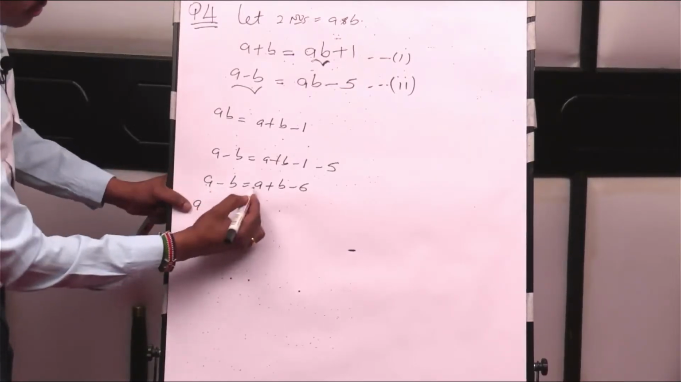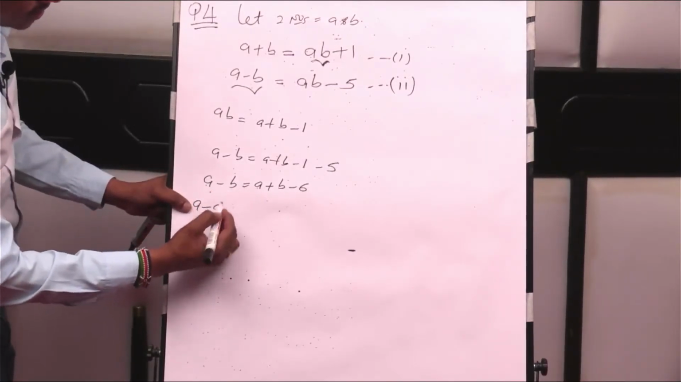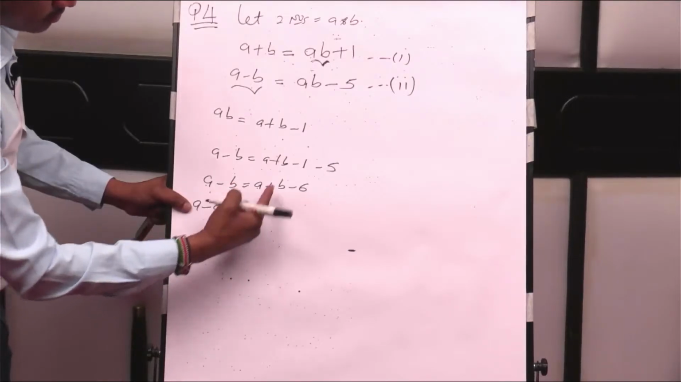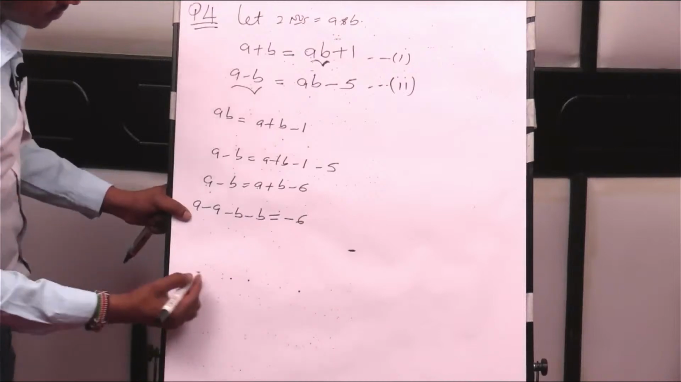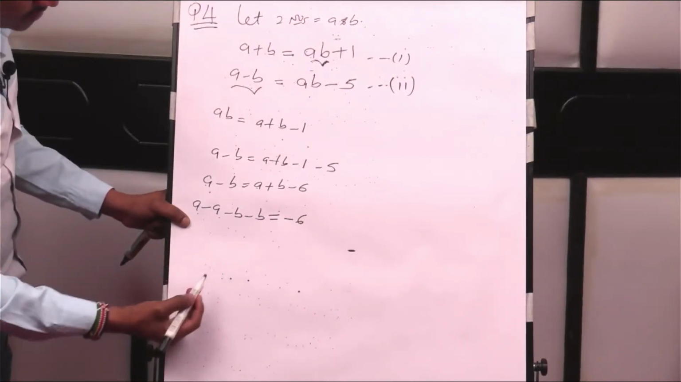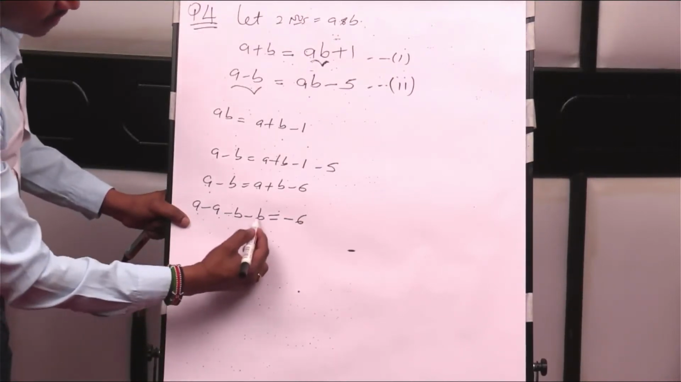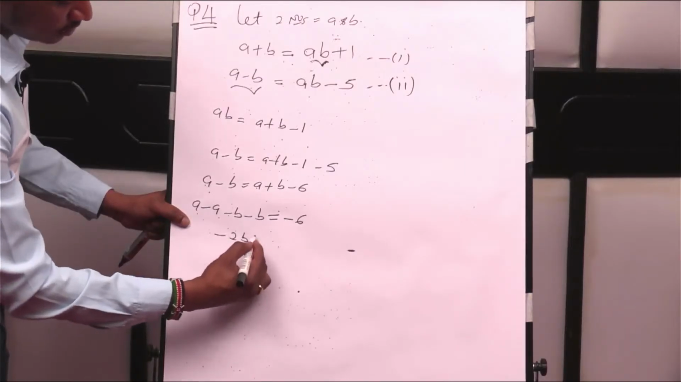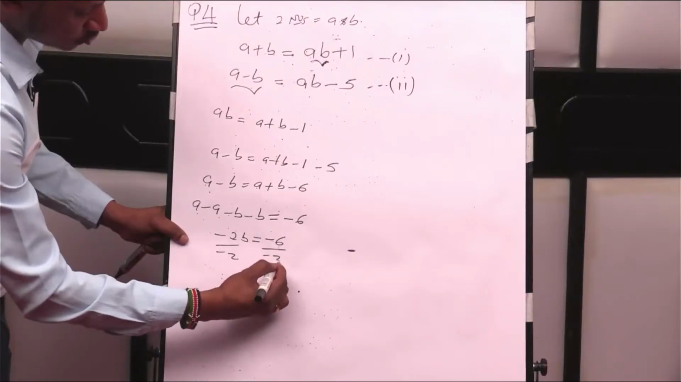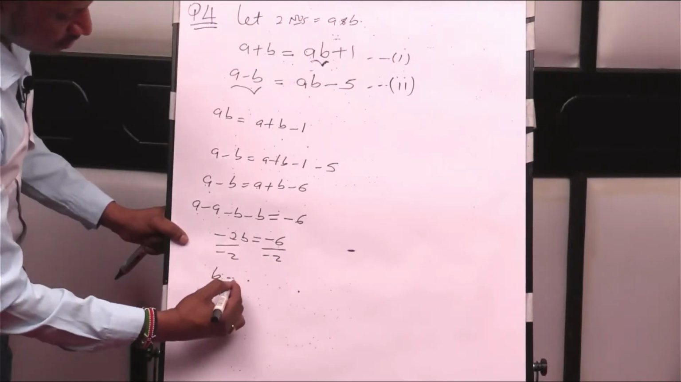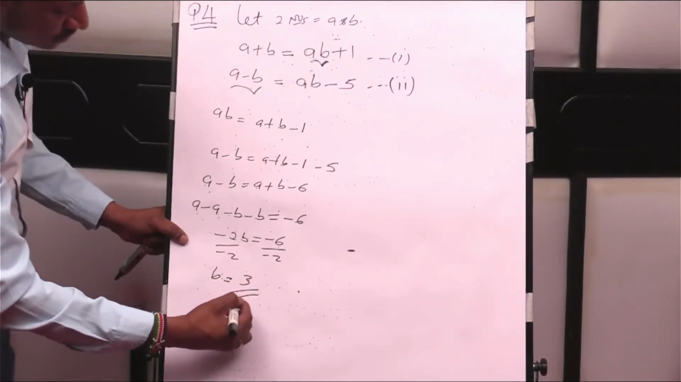A crosses the other side becomes minus A. Then minus B crosses this side becomes minus B equals to minus 6. Therefore, A minus A is 0, but minus B is minus 2B equals to minus 6. Divide by minus 2 both sides. So, B equals to 3.